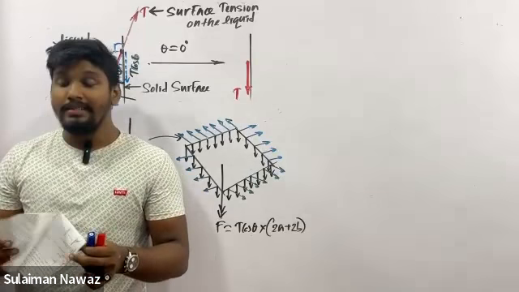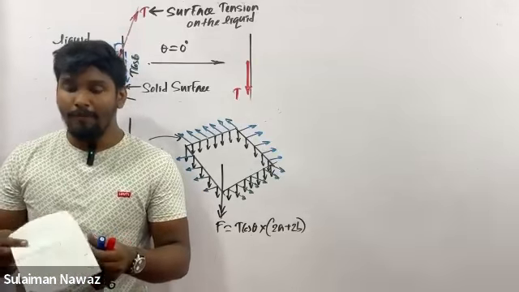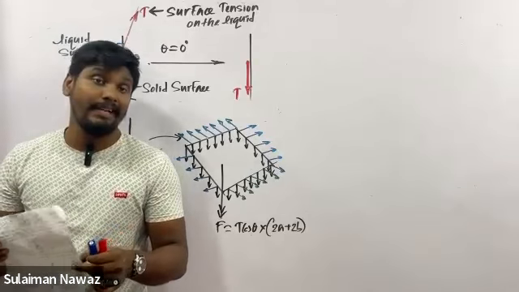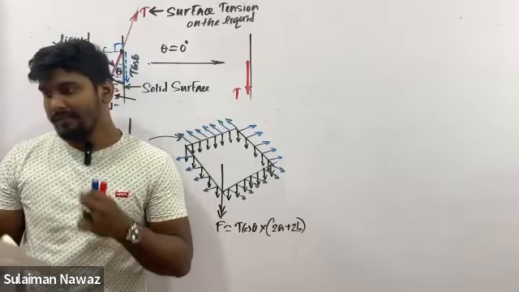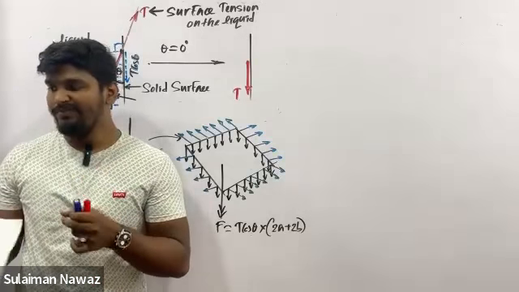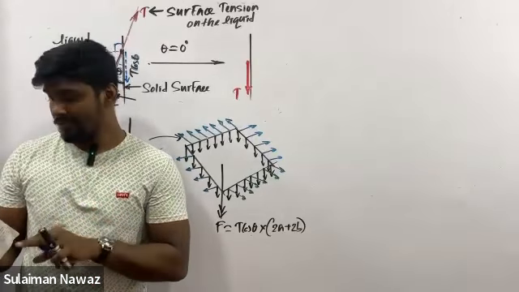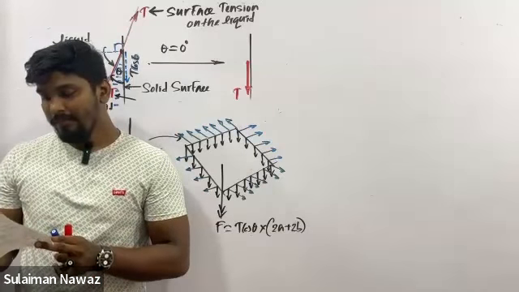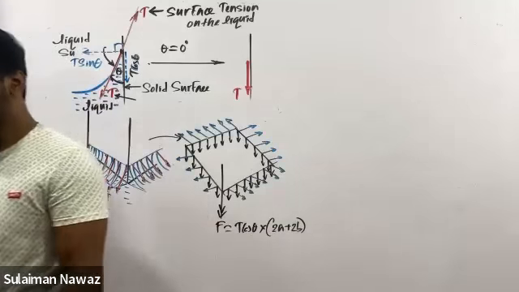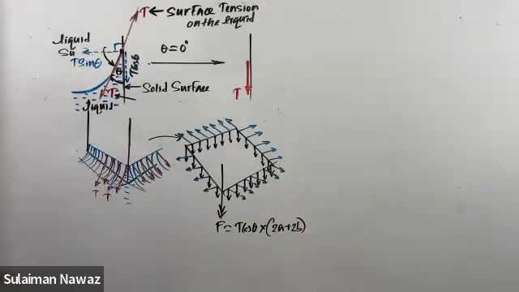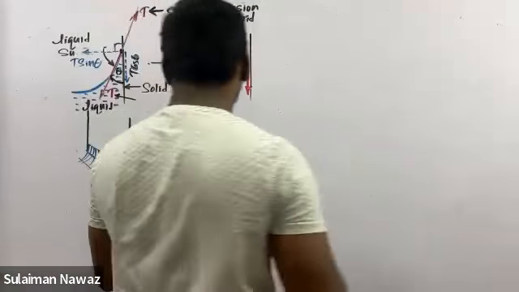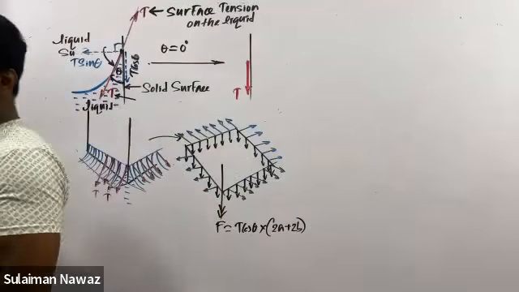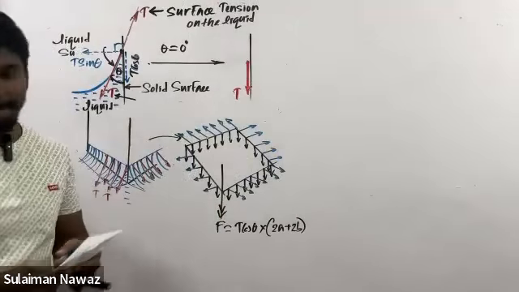So then case number 3, when the angle of contact is obtuse, that means theta is larger than 90. Theta is larger than 90. Now, in this case, what will happen? Theta is larger than 90.